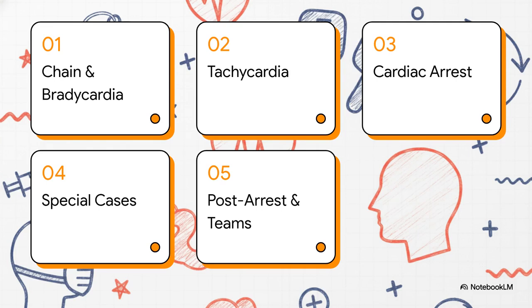Okay, let's dive right into our roadmap. We've got 5 stops today. 1, the chain and bradycardia. 2, tachycardia, the fast heart. 3, cardiac arrest, which is basically boss level. 4, special cases, specifically pregnancy and ELVAD. And 5, post-arrest and team dynamics.